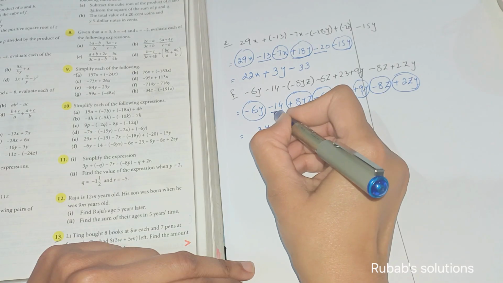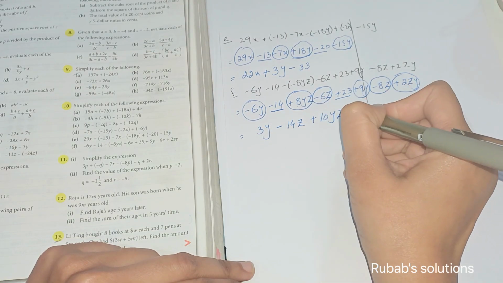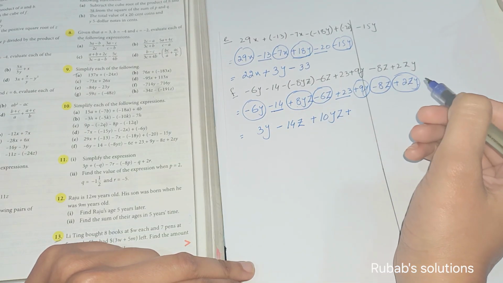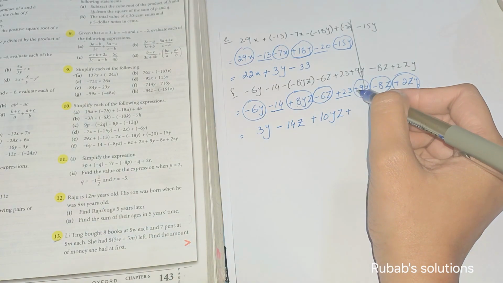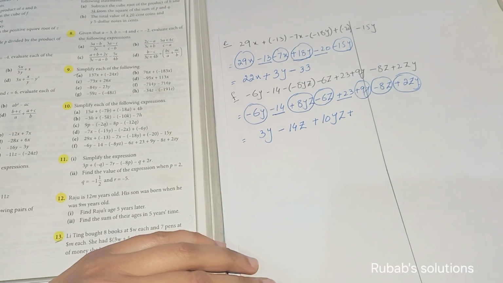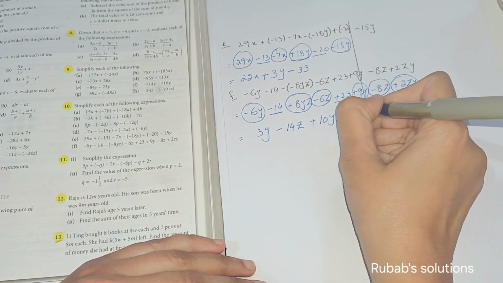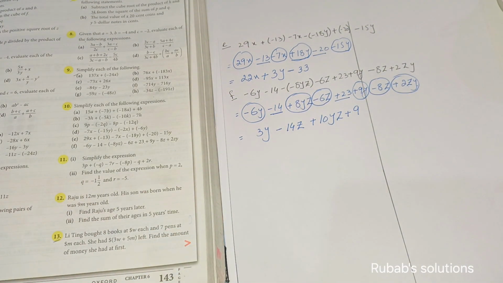The next one, minus 14 and from here it is 23. So obviously we have to do the subtraction, but the sign will be that of the bigger number. So 23 minus 14, the answer will be equal to 9. So this is the end of your question number 10.